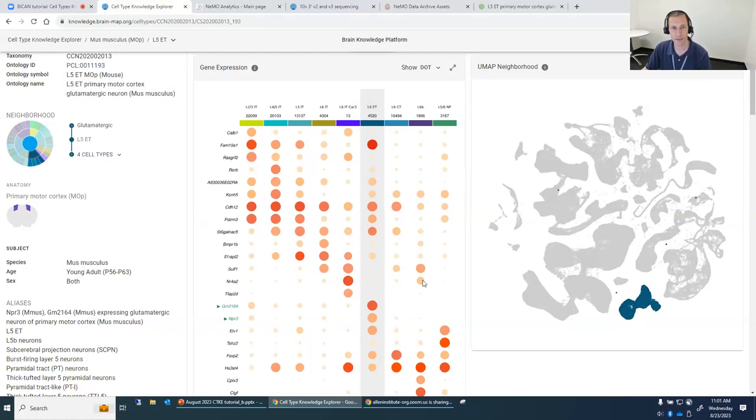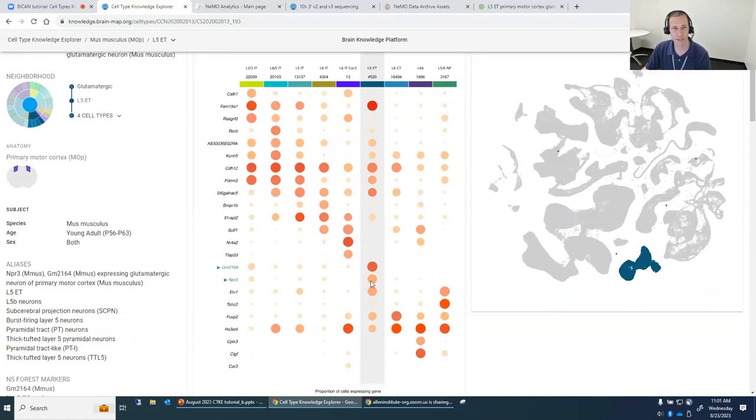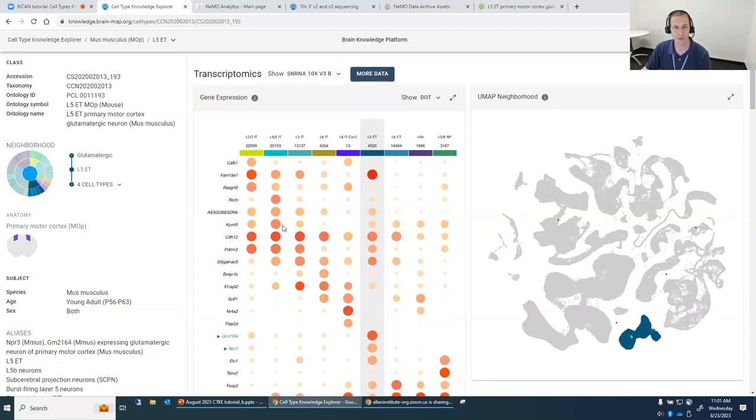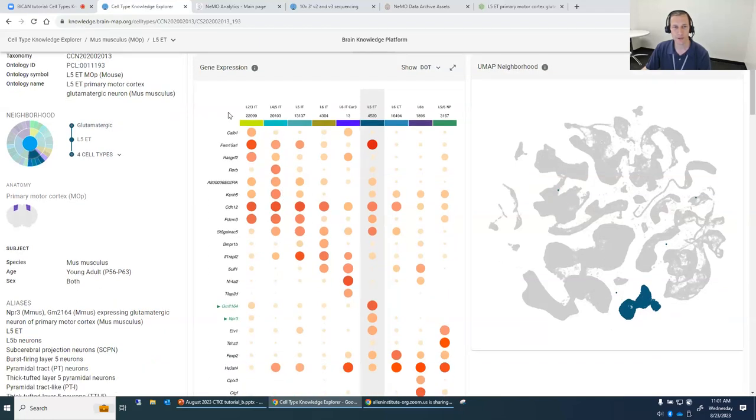Okay, so for the individual cards, what you see on the left is this gene expression panel. This is a dot plot where the color of the dots represents how highly the gene is expressed and the size of the circle represents how many cells within that type express that gene. What you're seeing is marker genes for all of the different sibling types: layer 5 ET, which is highlighted in gray, and the sibling glutamatergic neuron types. You can see the NS-FARS marker genes for layer 5 ET highlighted here with this arrow.